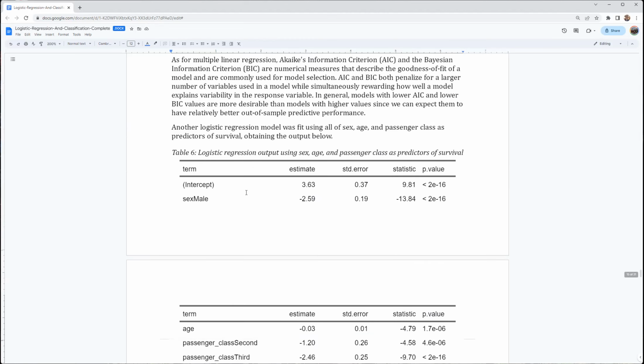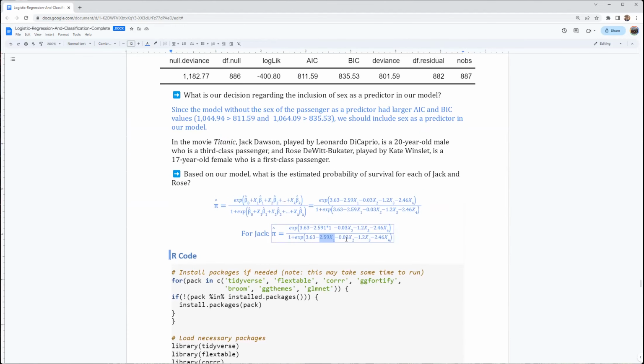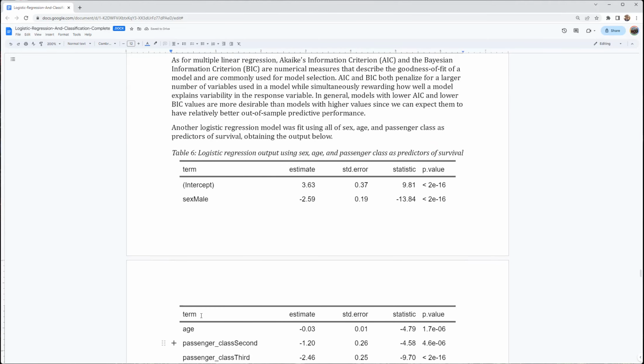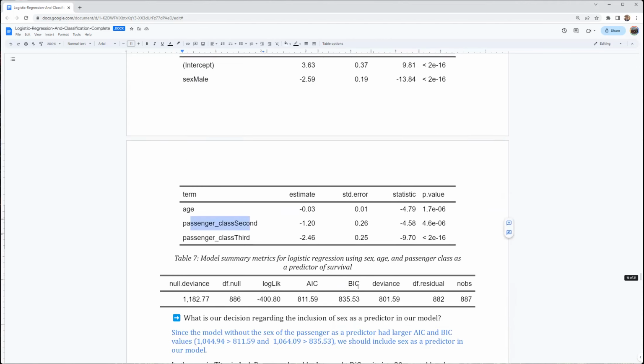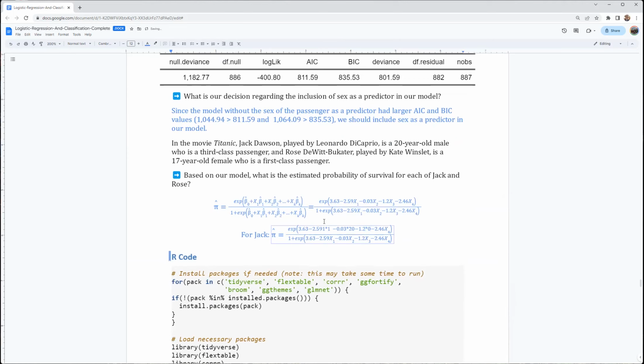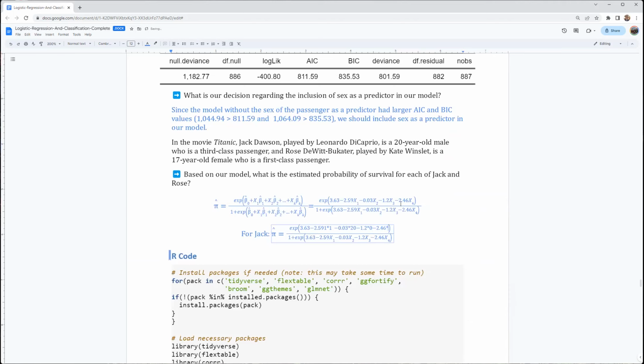What's X2? X2 is the age. Jack is 20 years old, so we'll say times 20. X3 is an indicator of being second class, which he was not. He was third class, so this is times zero. And then X4 is an indicator of being third class, which he was, so times one.